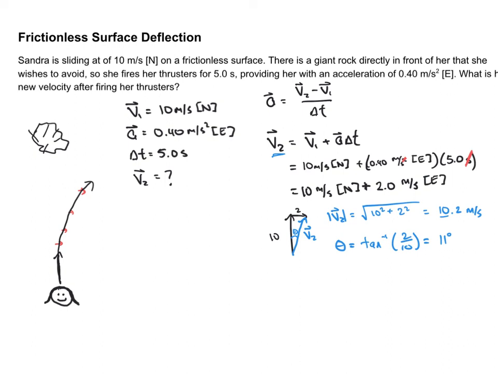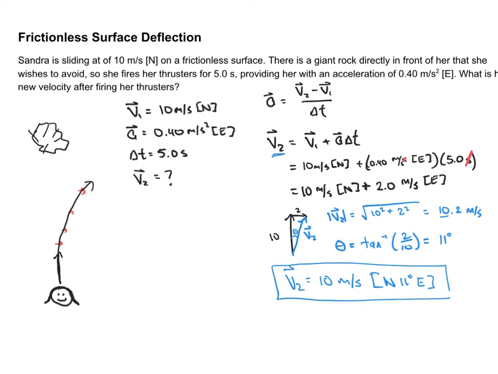So her new velocity, final statement, is 10 meters per second. So she's still going pretty fast. She was able to boost herself by approximately 0.2, but that 0.2 is not significant. And then north 11 degrees east. So that's the big 5, but with two-dimensional vector addition in there.